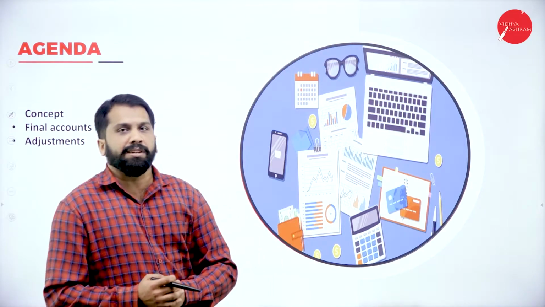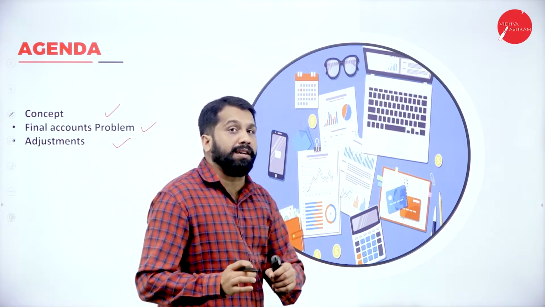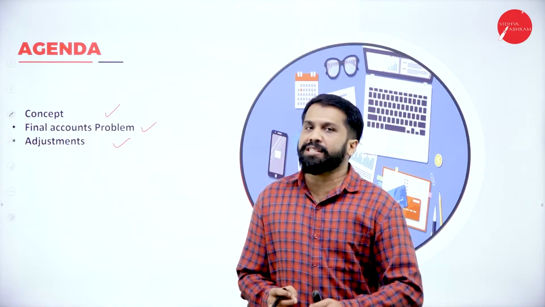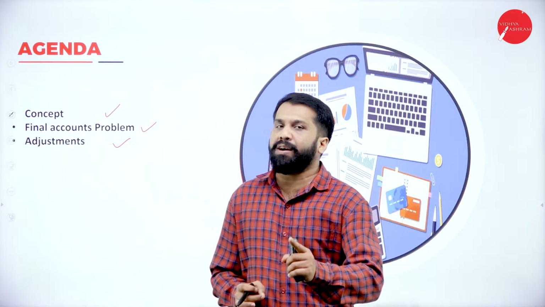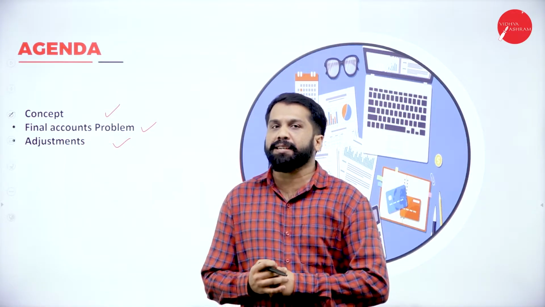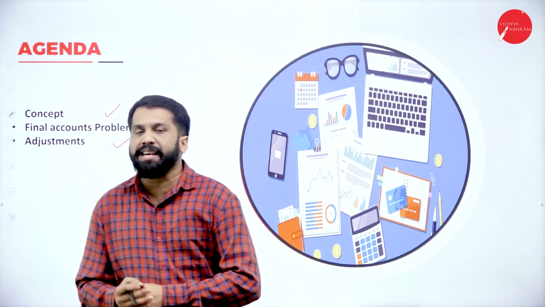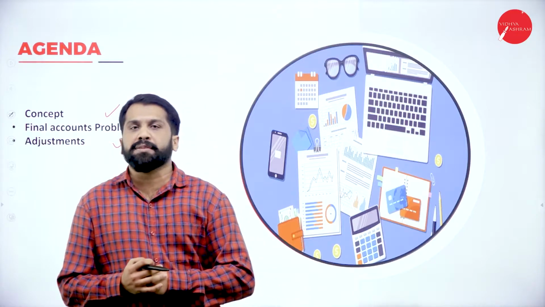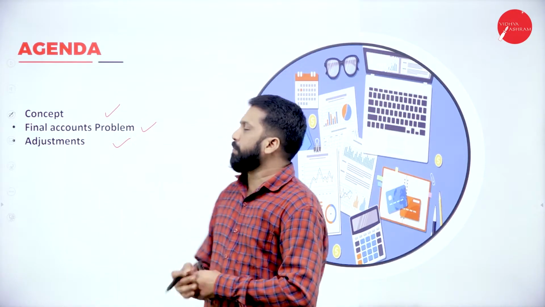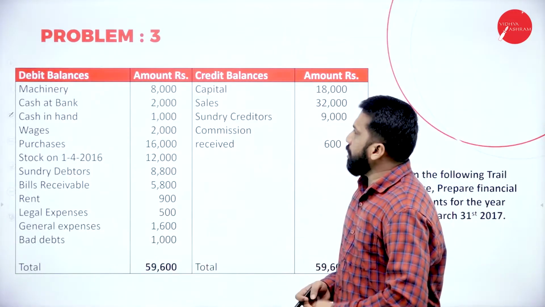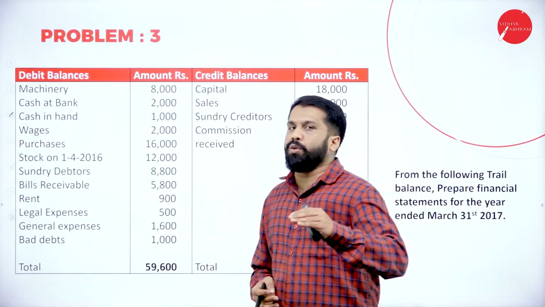Now, as I told you, whatever information we have in your trial balance, those are single effect, we are supposed to take once. Whatever is there in the adjustment, we are supposed to take twice. Two times we are supposed to consider. So this is your problem number 3. We'll go one by one.